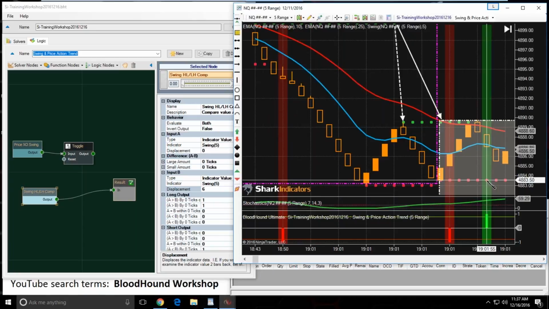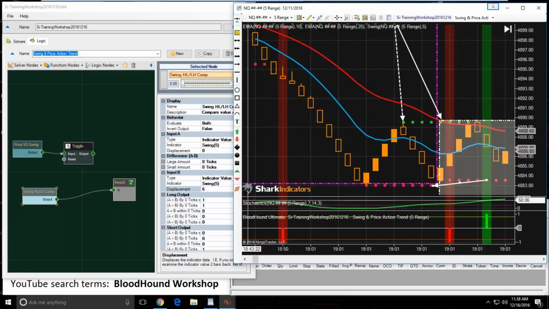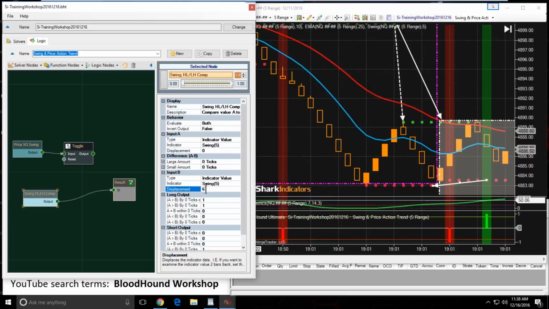So we got this bar 0, 1, 2, 3, 4. So if this is bar 0, this is bar 1, 2, 3, 4, 5, and 6. Yeah, I needed to go back 6 bars, not 5. So there we go. I had to make an adjustment, set my displacement to 6.